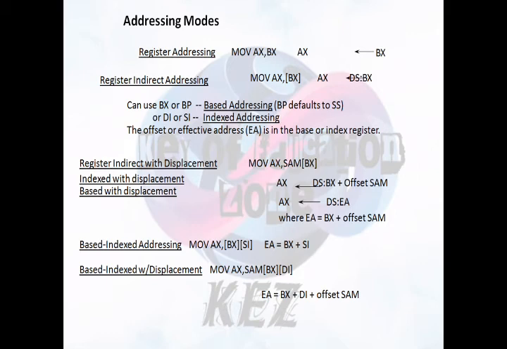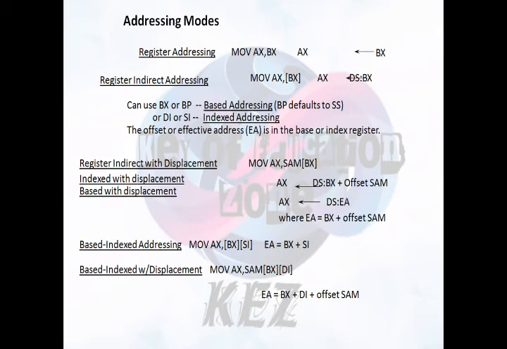You can use BX and BP for the base addressing. Now if I have DI and SI, then you can get the index addressing also. So here we are writing MOV AX, within brackets BX, that means register indirect, with the displacement, the index with displacement, based with displacement. All these you can get from this lecture.